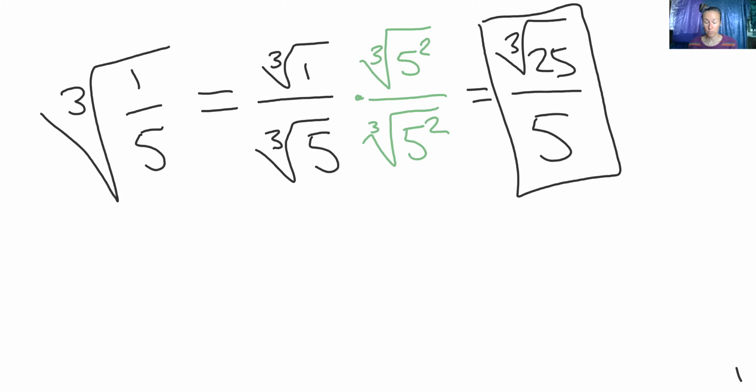All right. So remember, you can always use your quotient rule here to split up the numerator and denominator of a fraction inside a radical. And then we're using our product rule here to combine these. And then we actually just evaluate that cube root. We've got a 5.